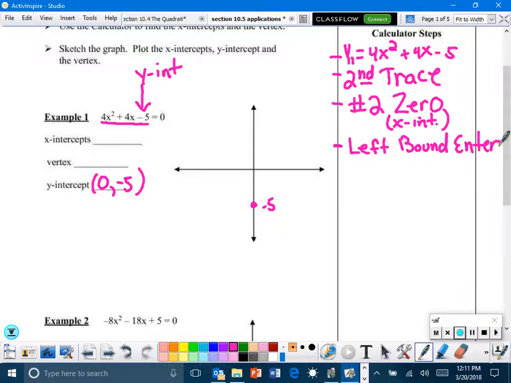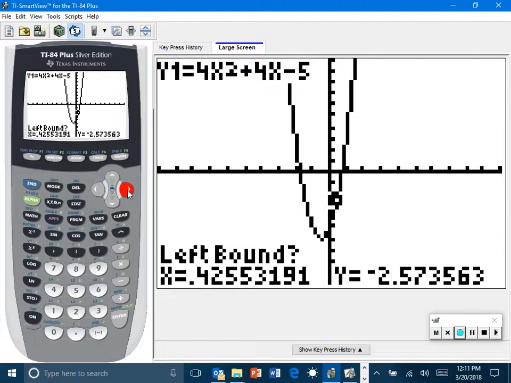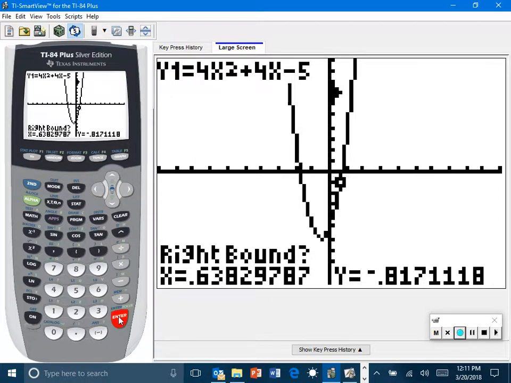Again, there are 2 of them. So I'm going to start with the one on the right side. I'm going to move my little spider. I'm not going to move it too far because I want to stay on the left side of the x-intercept. If I look at the arrow I'm showing you, the left side of this spot is under the x-axis. So I am on the left side. If you make a mistake, you'll get an error message. You just have to start over. So I'm on the left side. I'm going to hit enter one time. Boom. Now it says right bound.